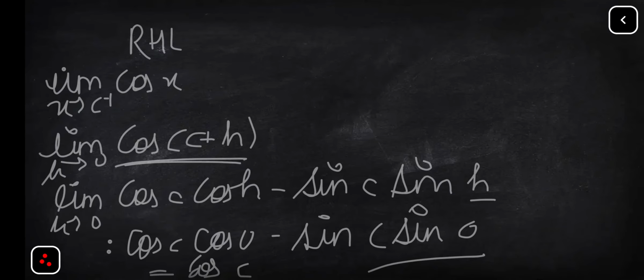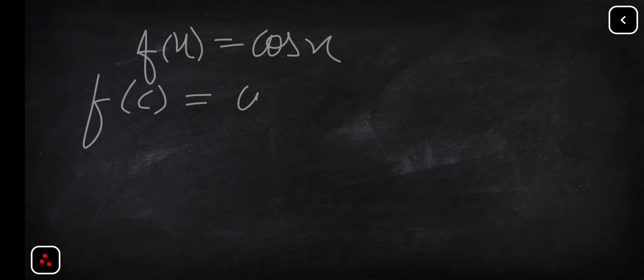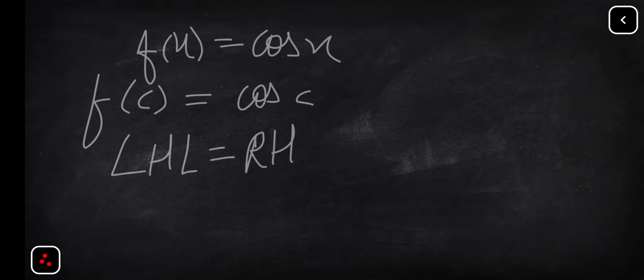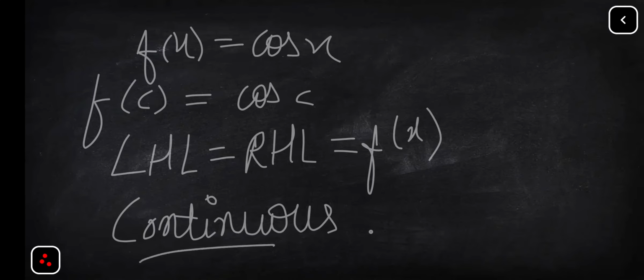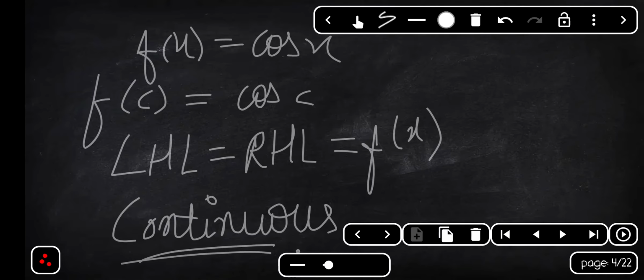Now for the function, f(x) is equal to cos x and f(c) is equal to cos c. Here LHL is equal to RHL is equal to the function. So this function is continuous at any constant integer.